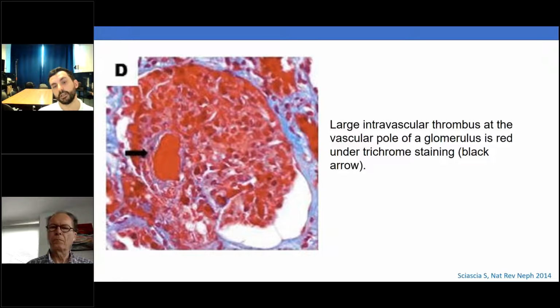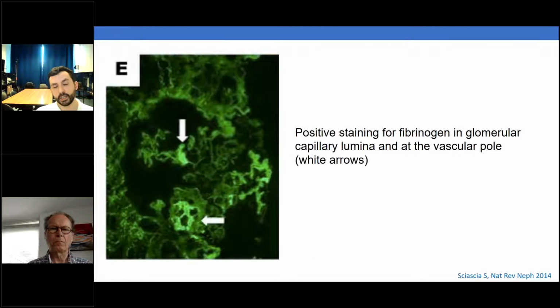Keep going with a different staining. This picture shows you a large intravascular thrombus at the level of the vascular pole, using here a trichrome staining. And when referring to immunofluorescence, usually, as expected, we have a positive staining for fibrinogen at the level of the thrombus.